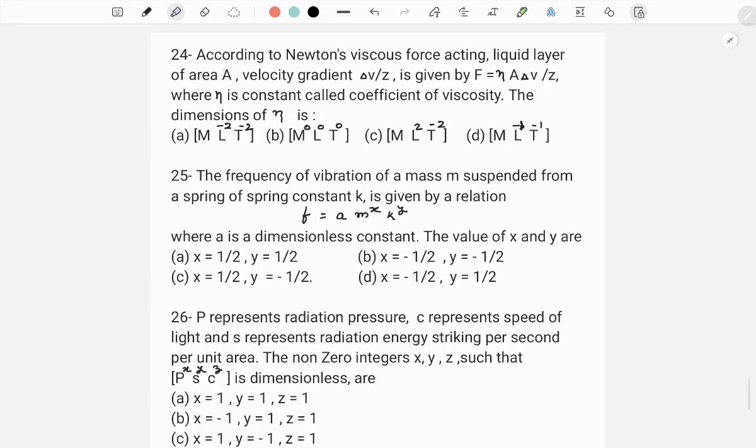Question 24th. According to Newton's law, viscous force acting on a liquid layer of area A, velocity gradient delta V by Z is given by F is eta A delta V by Z, where eta is a constant called coefficient of viscosity. The dimensions of eta is.